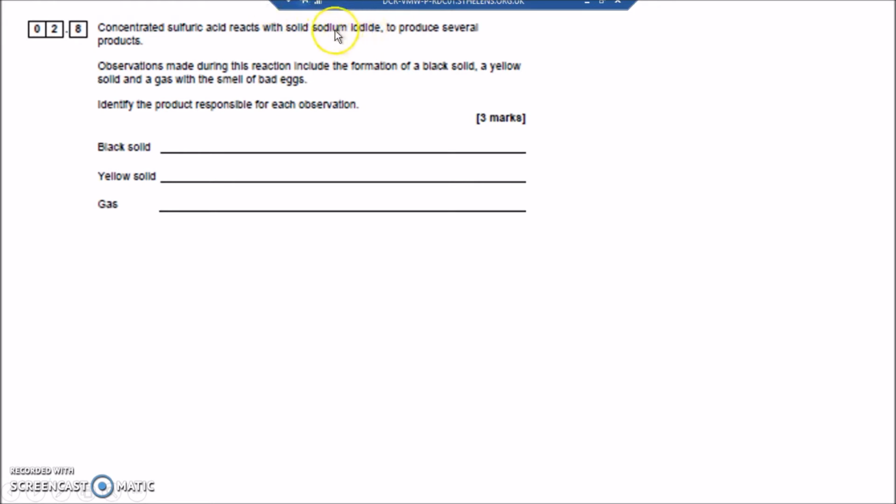However, with sodium iodide and sodium bromide, it is a strong enough oxidizing agent to turn Br- into Br2 and I- into I2. So observations: the black solid is iodine, a black solid as we've seen previously. The yellow solid, if it were to make a yellow solid, would be sulfur. It's making a gas with the smell of bad eggs. That's a clue. That's your hydrogen sulfide, as a gas.